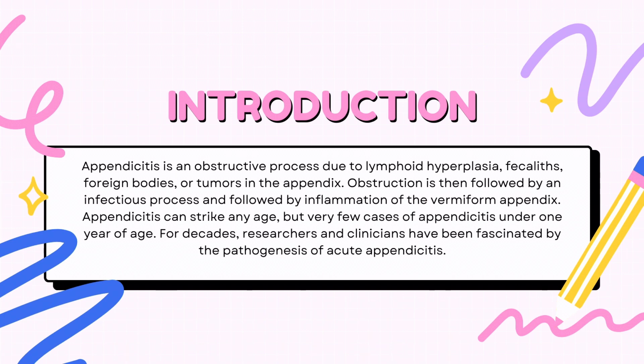Appendicitis is an obstructive process due to lymphoid hyperplasia, fecaliths, foreign bodies, or tumors in the appendix. Obstruction is then followed by an infectious process and followed by inflammation of the vermiform appendix. Appendicitis can strike any age, but there are very few cases under 1 year of age. For decades, researchers and clinicians have been fascinated by the pathogenesis of acute appendicitis.